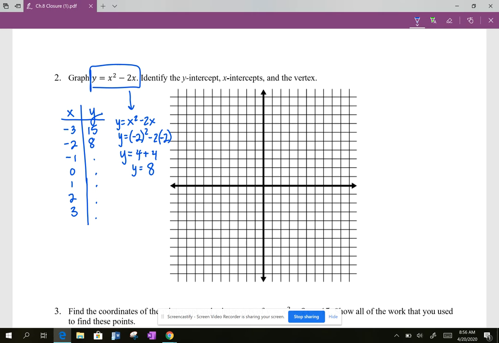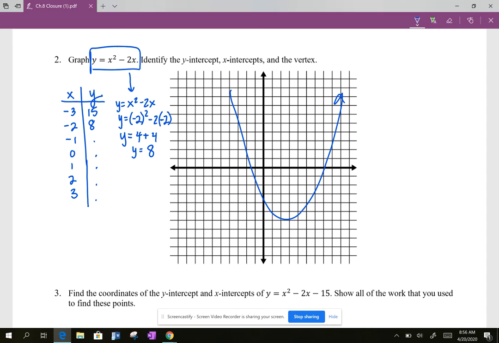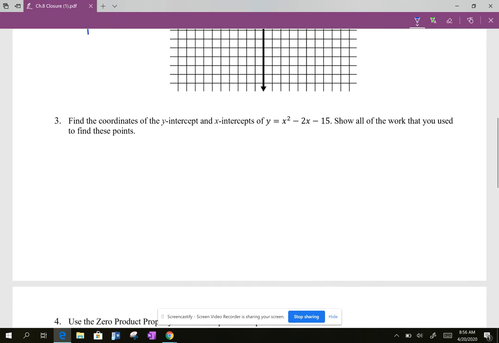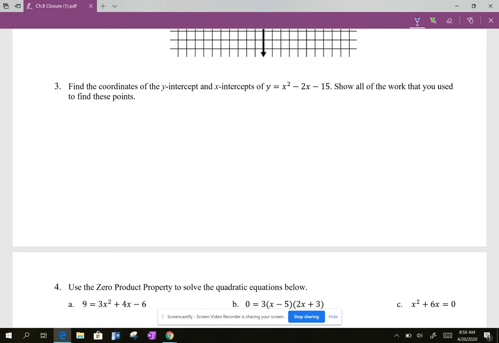Plot those points on the graph. Sketch your parabola. Make sure to identify all of your intercepts, the x-intercepts, the y-intercept, and the vertex. Okay. Here for number 3, find the coordinates of the y-intercept and x-intercepts of y equals x squared minus 2x minus 15. Show all of the work that you used to find these points.